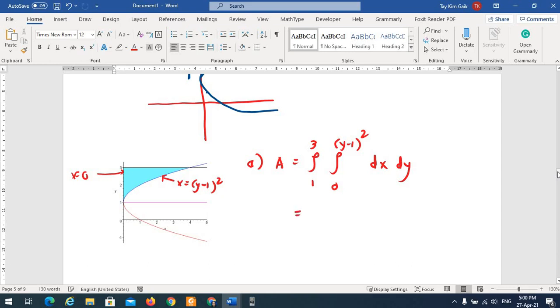And then you just integrate it. So you have x from 0 up to y minus 1 squared, dy.